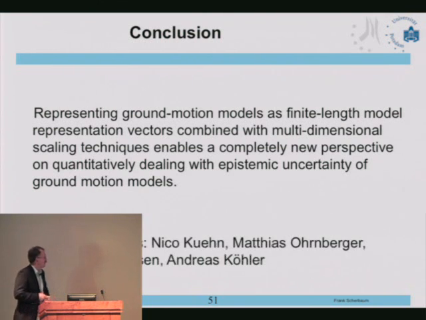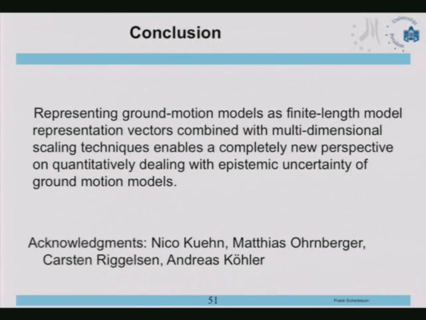And finally, I don't want to forget to mention my co-workers on this from the University of Potsdam, my graduate student Nico Kühn and Andreas Köhler, and my co-workers Matthias Ornberger and Carsten Rickelson. Actually, Matthias and Andreas, they got me interested in the topic of self-organizing maps in the first place. Thank you very much.